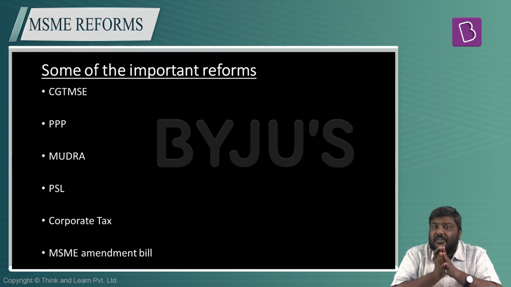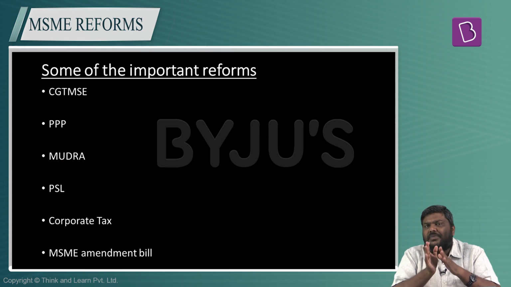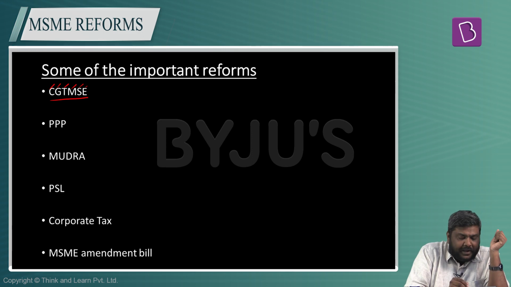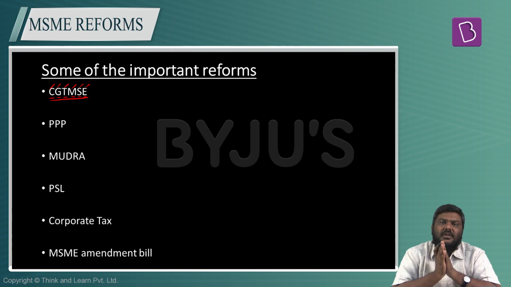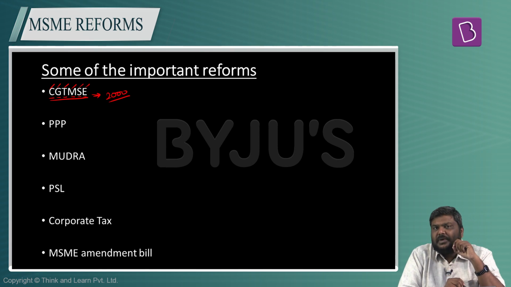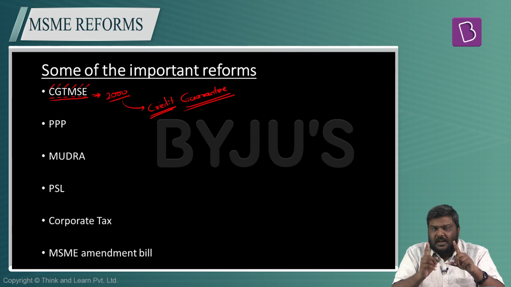Now let's have a look at some of the very important reforms that have been announced by the Government of India to resolve some of these issues which are plaguing MSME. One is CGTMSE, which stands for Credit Guarantee Fund Trust for Micro and Small Enterprises. I'll repeat it: Credit Guarantee Fund Trust for Micro and Small Enterprises. What is the objective of this fund? This fund was established by the Government of India in the year 2000. Its objective is to ensure that there will be credit guarantee provided in case the borrower defaults on the repayment.